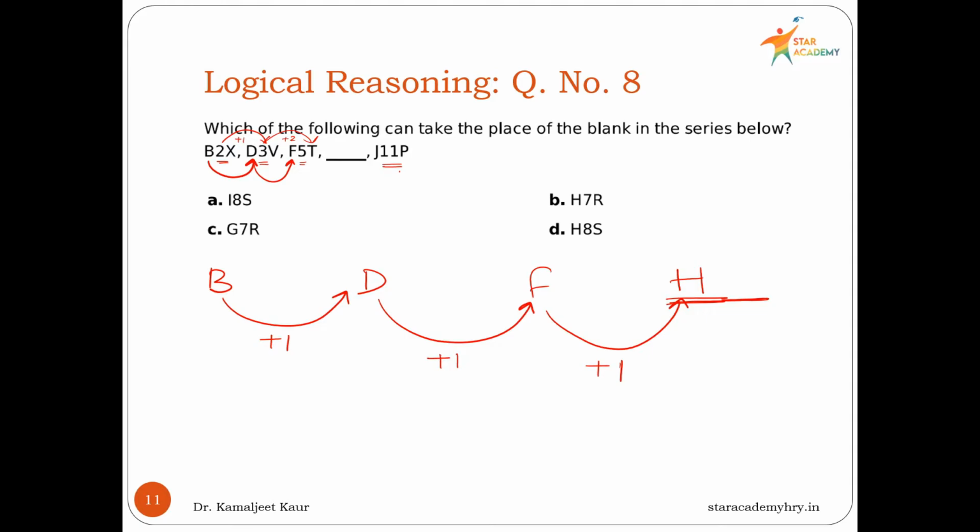Yes, there is only one prime number, which is 7, between 5 and 11. That means this series 2, 3, 5, dash, and 11 is actually the series of prime numbers. So after 2, 3, 5, the next number should be 7. And what about this X, V, T?